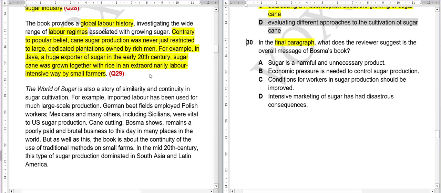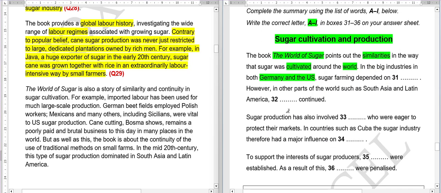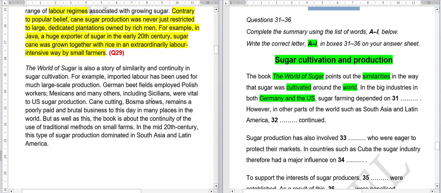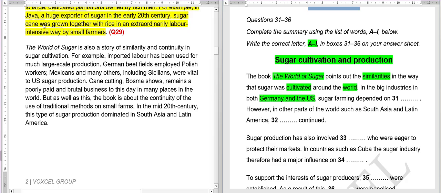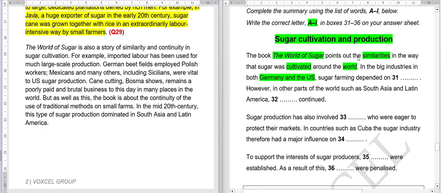So, till now we have read this. Now, let's see what this paragraph holds. The world of sugar is also a story of similarity and continuity in sugar cultivation. Now, is there any word we have read here? Yes, it points out similarities in the way of cultivation. So here, obviously, the name is also written, the world of sugar, and similarities in sugar cultivation. So we're talking about this. Now we should read this particular blank.